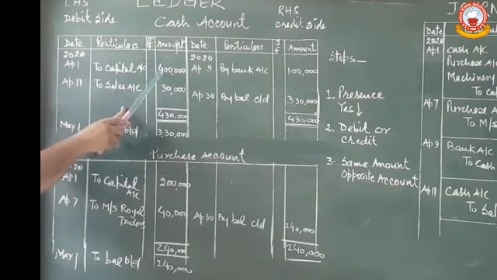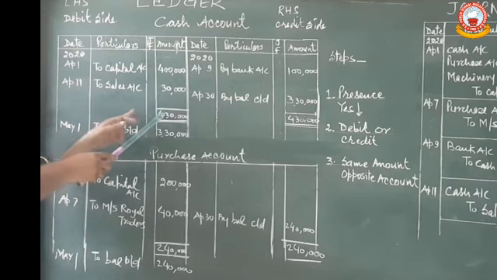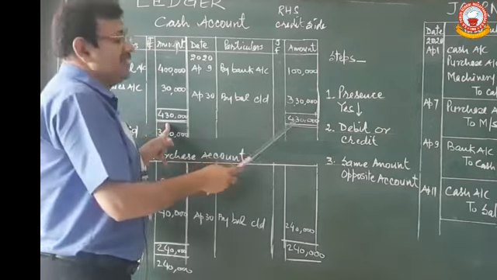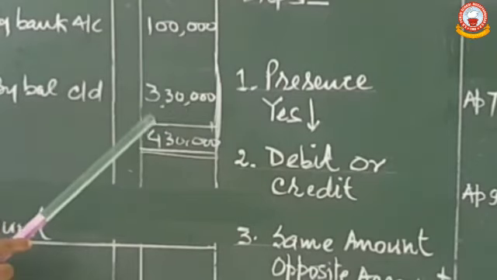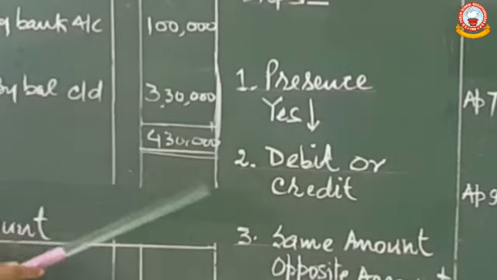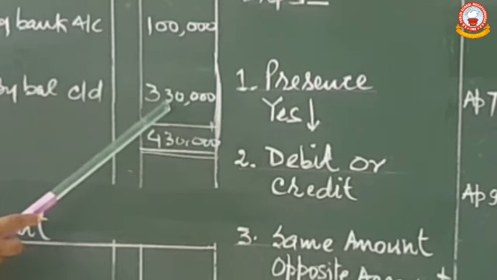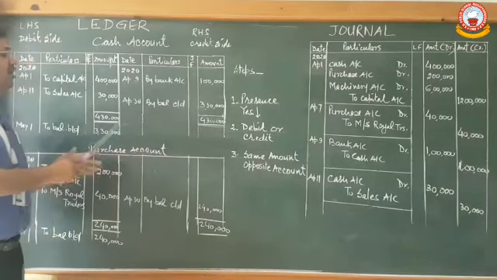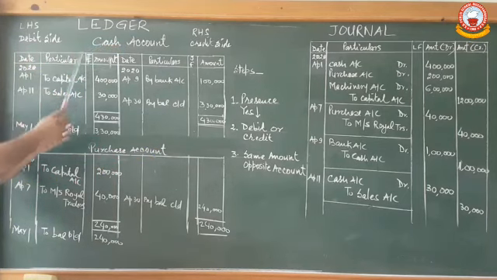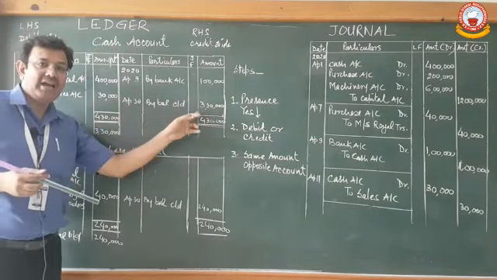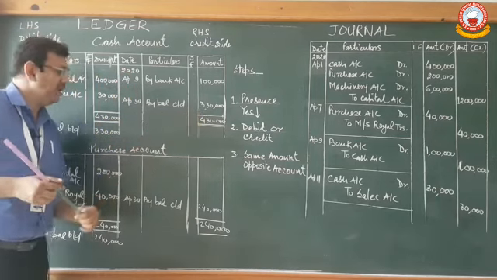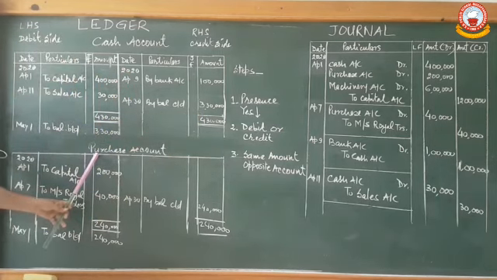Now we will write the total 4,30,000. It will be shifted towards the credit side, because the credit side is the lesser side, and we have to subtract: 4,30,000 minus 1 lakh equals 3,30,000. So we get the balance 3,30,000. So the ledger, that is cash account, is providing information that at the end of the month we have 3,30,000 cash in our hand. Next ledger, we are preparing purchase account.